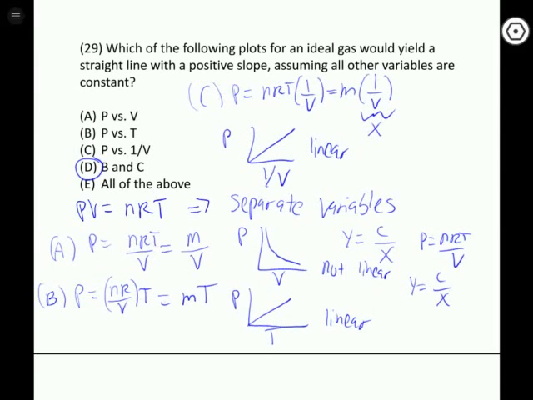Now the reason C is linear is because we're taking this whole 1 over V and making that our x-axis. So now this whole quantity here is our x variable, so it's still some constant times x. So that's sort of the difference between those two, and why one is linear and one is not. All right, good question though. Anything else?